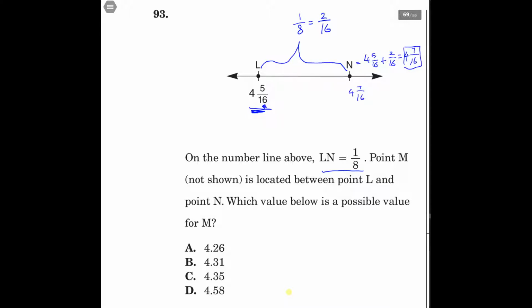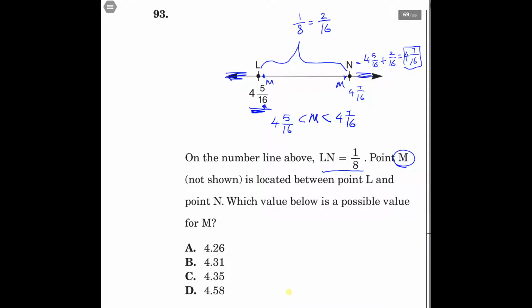Now, if there's a point M here, it has to be in between. The M can be here, the M can be here, but one thing you need to keep in mind is that it cannot go beyond L and N. So M just becomes an inequality that looks like this. It has to be less than the upper bound, which is 4 and 7 over 16, but greater than 4 and 5 over 16 here.